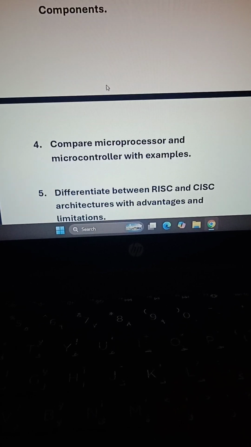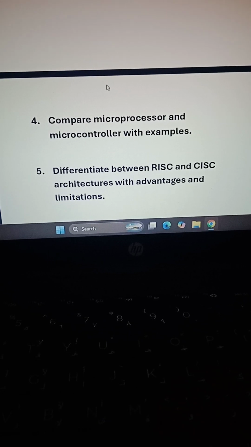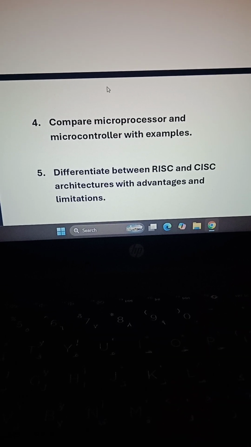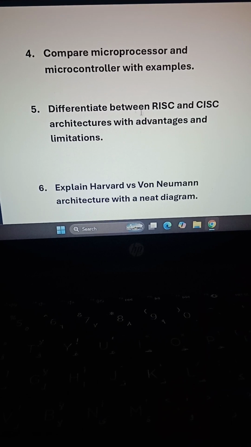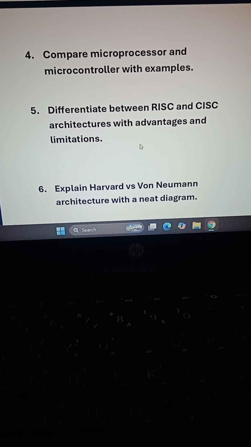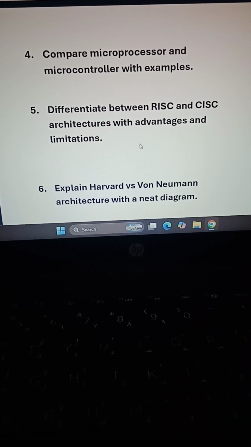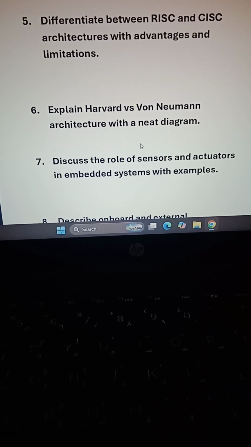Note down. Question number 4. Compare microprocessor and microcontroller with examples. This is asked many times. This question number 4, differences, is asked many times. So never skip this question. Question number 5. Differentiate between RISC and CISC architecture with advantages and limitations. Question number 6 is also very important. So don't skip.